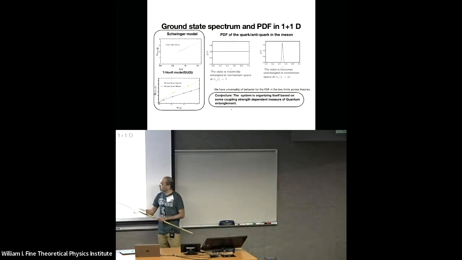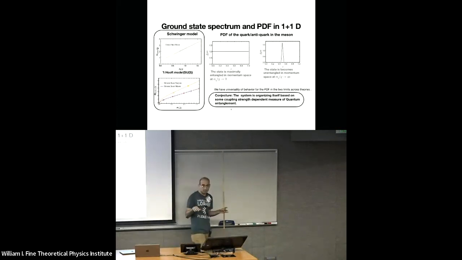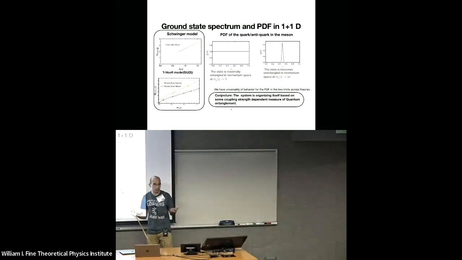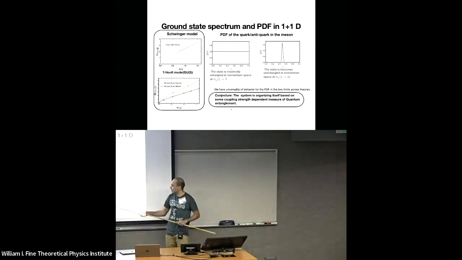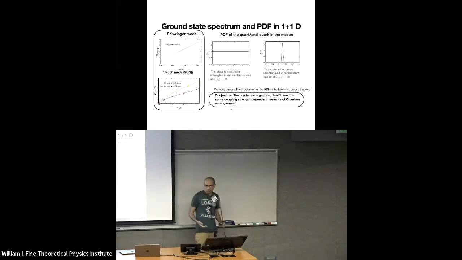So the system is going from a maximally entangled state to a disentangled state as I dial the coupling from infinity to 0. That's the simple picture that emerges here, and it prompts us to say something like this: the system seems to be organizing itself on some coupling dependent strength measure of quantum entanglement. That's what we want to say, and I'll talk about that for the rest of the talk. Any questions so far? All right.